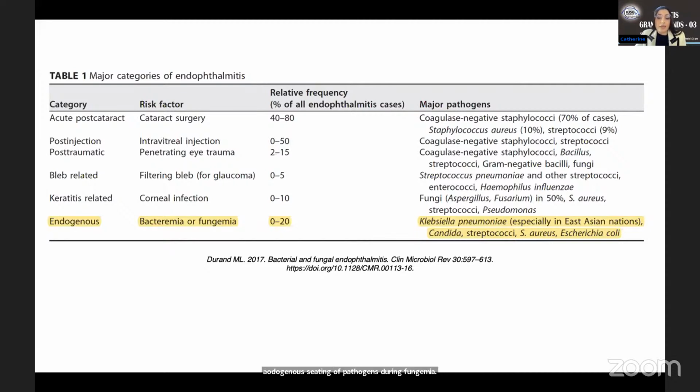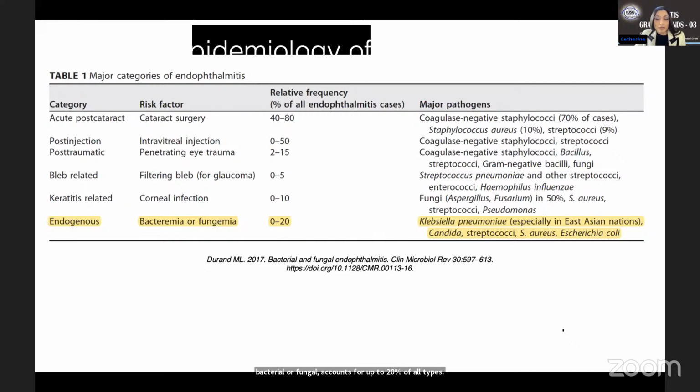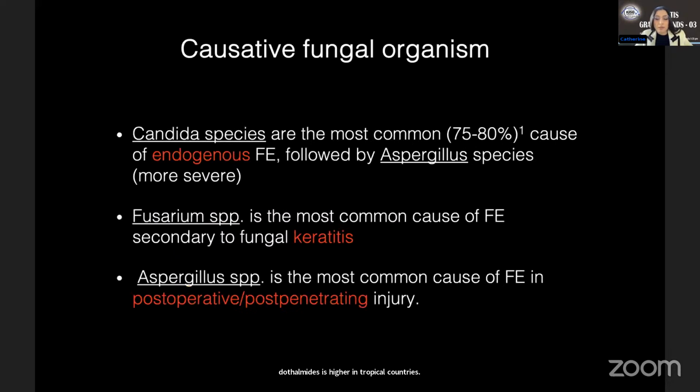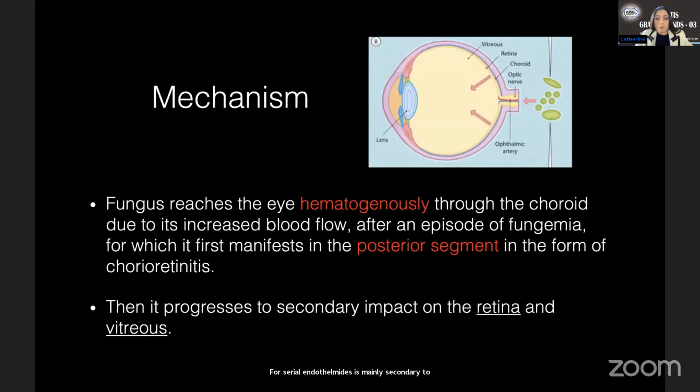Endogenous endophthalmitis, either bacterial or fungal, accounts for up to 20% of all types. It seems that the incidence of fungal endophthalmitis is higher in tropical countries. Moreover, at least 50% of them are due to fungus. The causative organism varies according to the mode of infection. Generally, Candida is the most common cause of endogenous fungal endophthalmitis, followed by Aspergillus, which causes more severe inflammation. Fusarium endophthalmitis is mainly secondary to keratitis, while Aspergillus usually follows trauma.